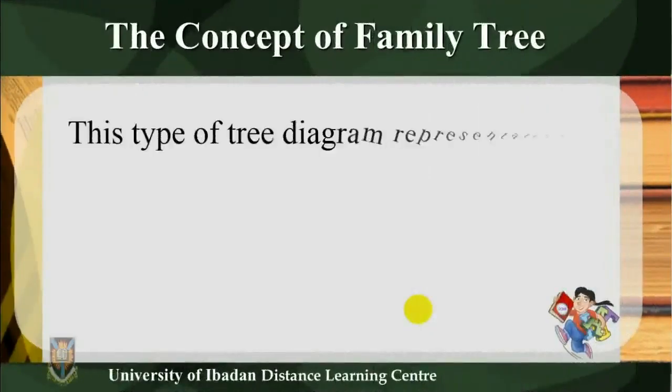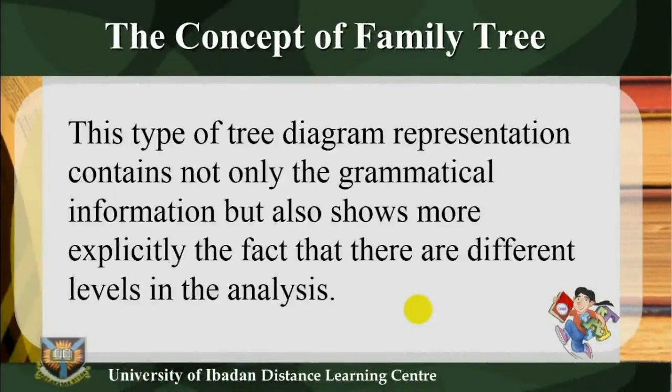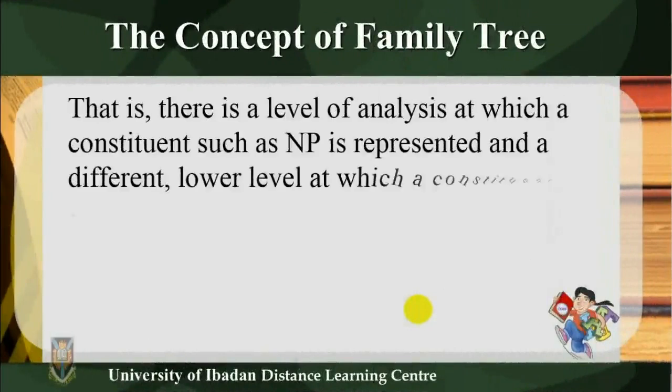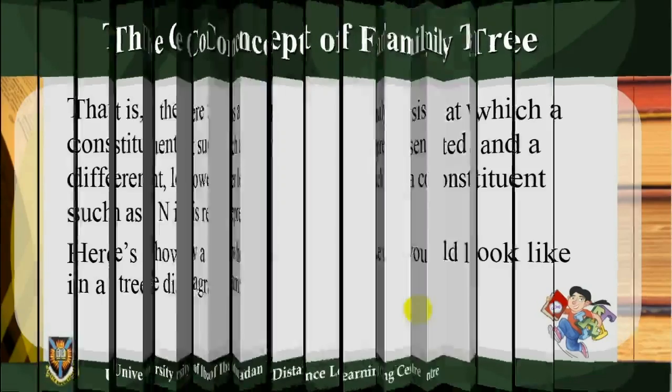This type of tree diagram representation contains not only the grammatical information, but also shows more explicitly the fact that there are different levels in the analysis. That is, there is a level of analysis at which a constituent such as NP is represented, and a different lower level at which a constituent such as N is represented. Here is how a whole sentence would look in a tree diagram.